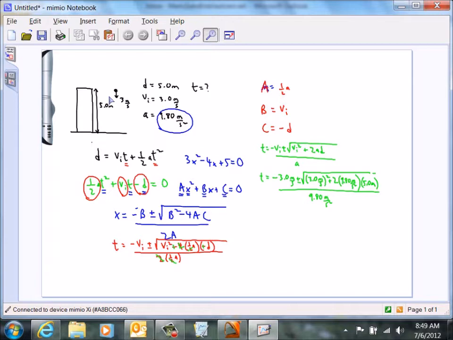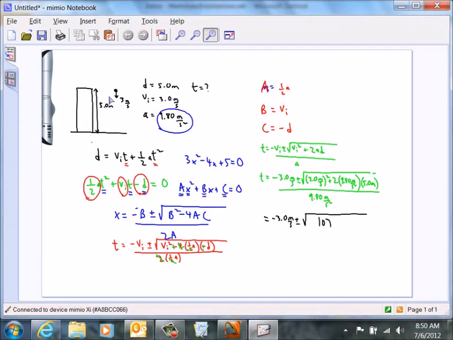All right, so let's start working through some of the numbers here. On the numerator, I have negative 3 meters per second, plus or minus, inside that square root, I'm going to have 3 squared. 3 squared is just 9. Plus 2 times 9.8 times 5. 2 times 9.8 times 5, that's the same as 10 times 9.8, which is 98. So it's the square root of 9 plus 98, which is 107. So underneath the square root, I have 107.